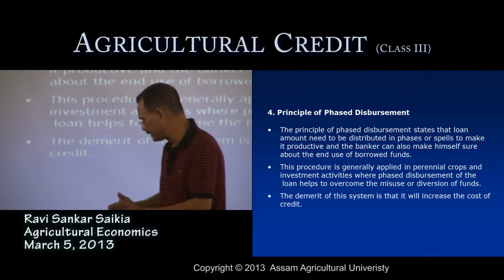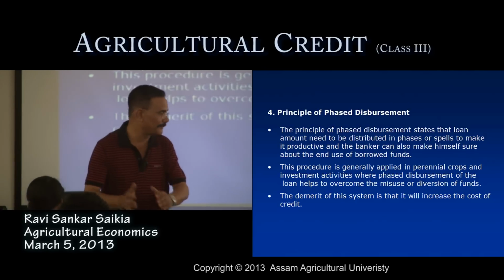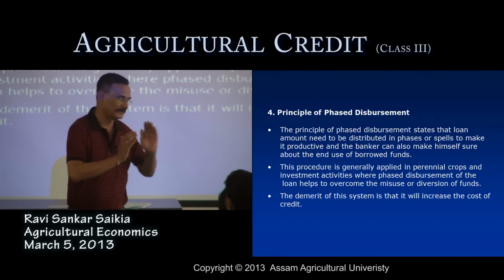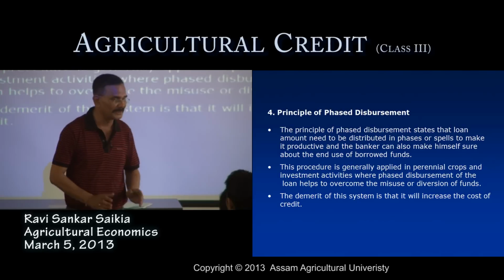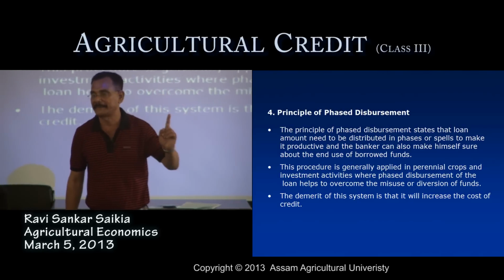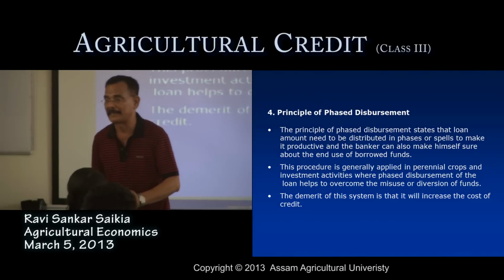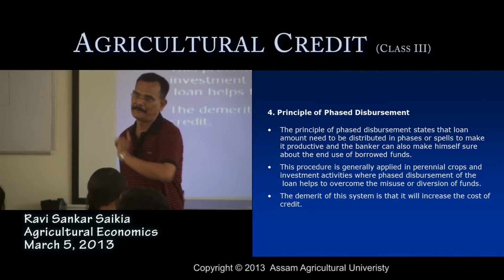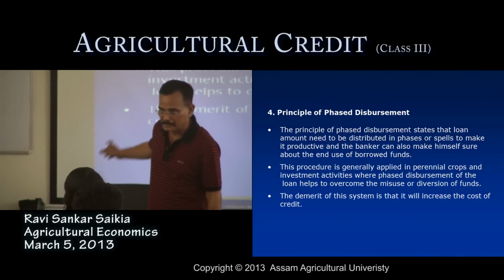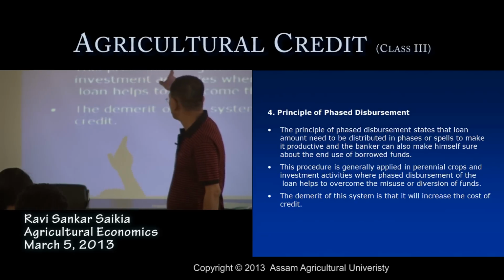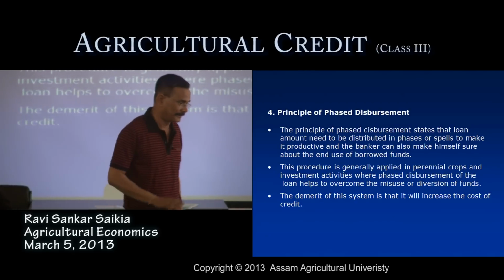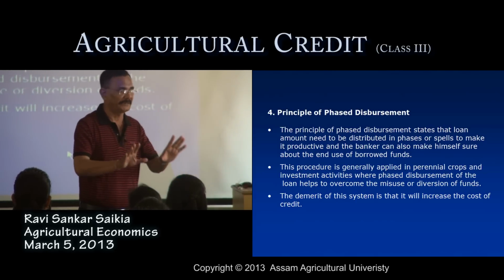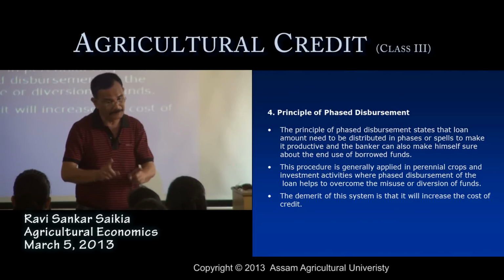Suppose the first time the loan is disbursed for land preparation, then the loan is disbursed for other things. Likewise, according to the requirement, that is, according to the activity, the loan is disbursed. Phased disbursement is generally followed by the banking organization for larger loan amounts only to check the diversion of credit to other purposes. That is what is considered by the banking organization under the principles of phased disbursement. The entire loan will not be disbursed at first, but according to the time of requirement.